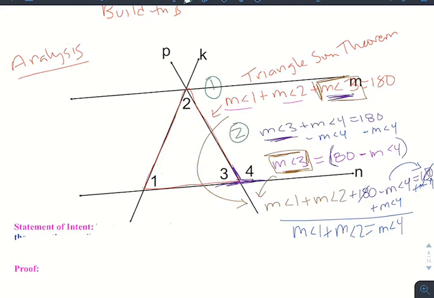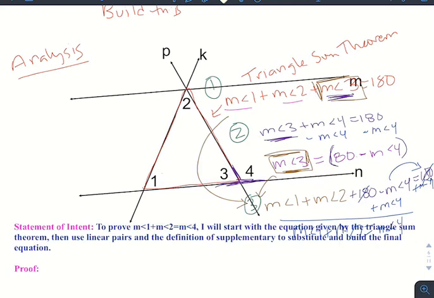We could have also just said linear pairs or whatever, and then doing some form of substitution slash manipulation to build the equation precisely. And so if I look at my statement of intent, that's what's going on here. We're going to start with the equation given by the triangle sum theorem, which is this guy. We're going to start with this equation right here.